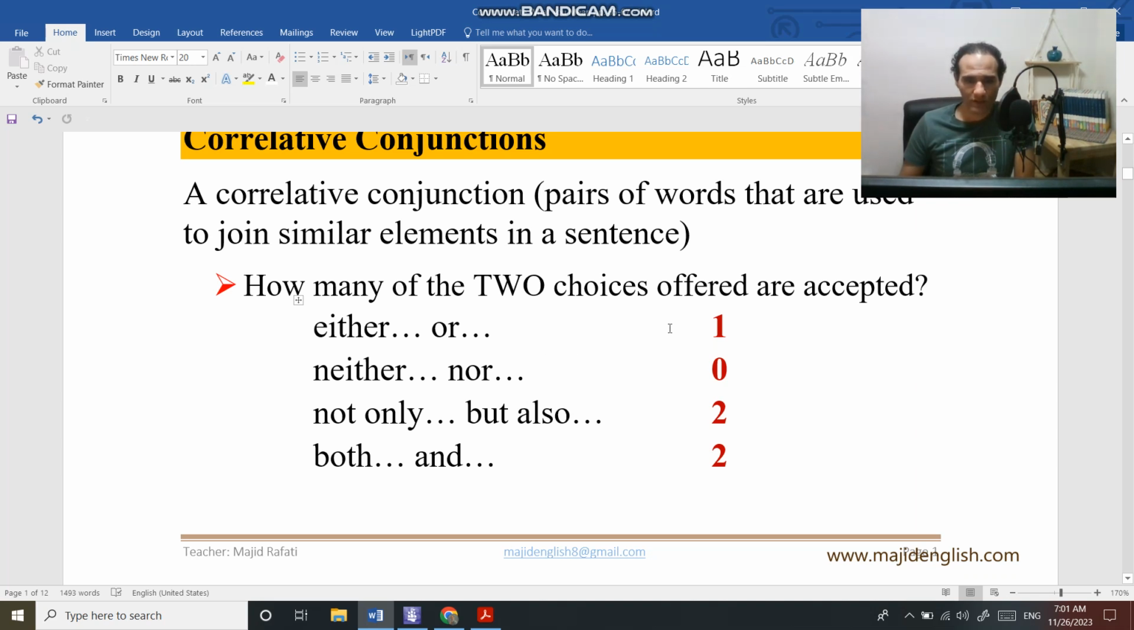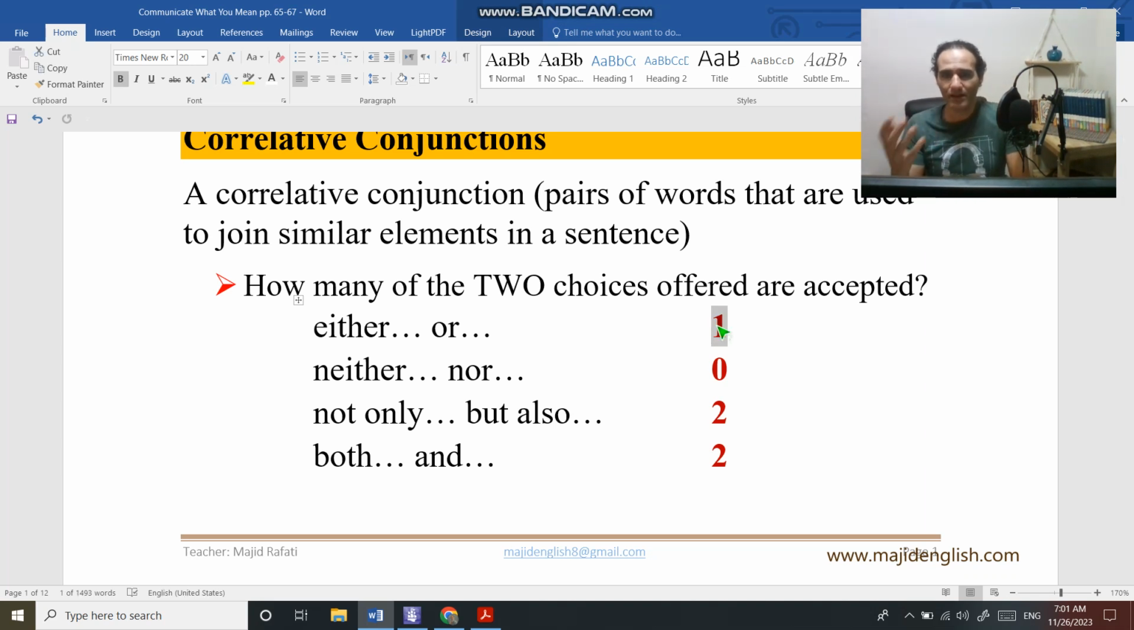When you are using either or, you can just use one of the options because it says either this one or that one. So either or, just one. Neither nor, you cannot have this one, you cannot have that one, so it means zero of the options. Not only this one, but also that one, so it means both of the options. And the same is true for both and.